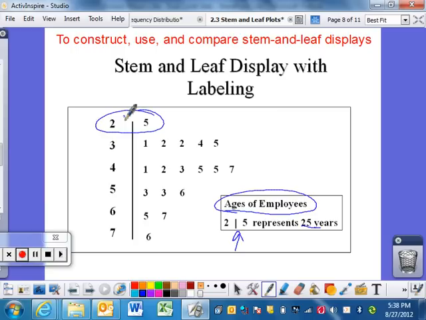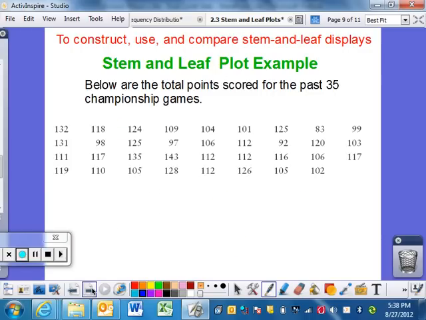So it's important to show a title and the legend, and also what the 2, or the stem and the leaf together, represent in terms of the situation that you have. So that's very important as well.